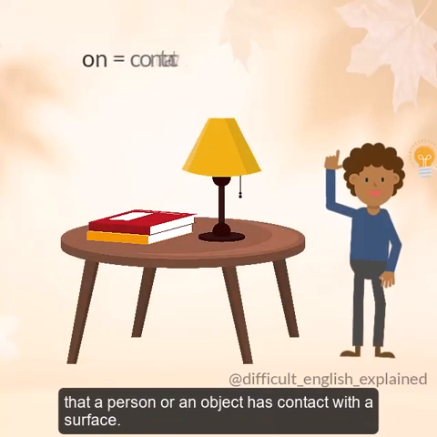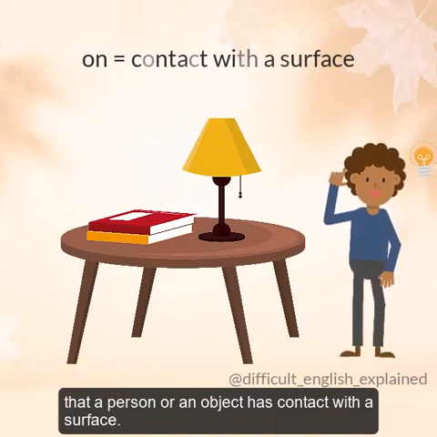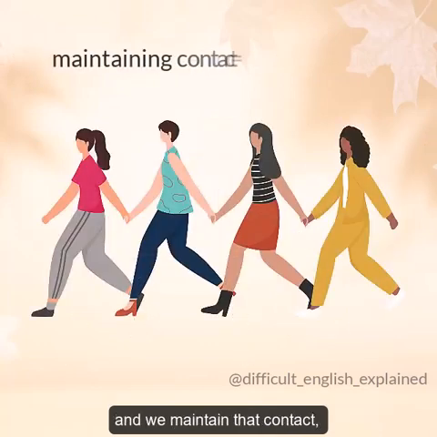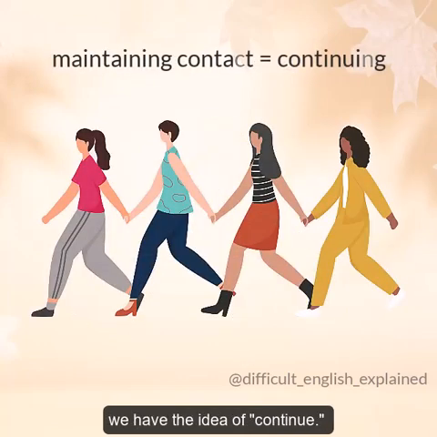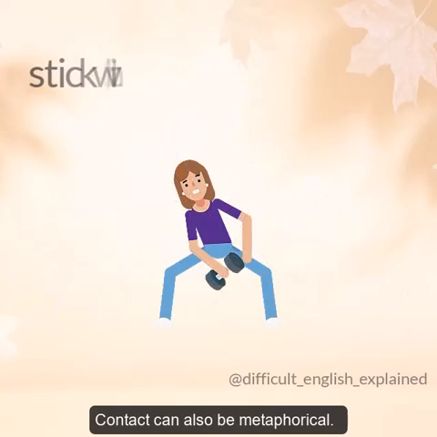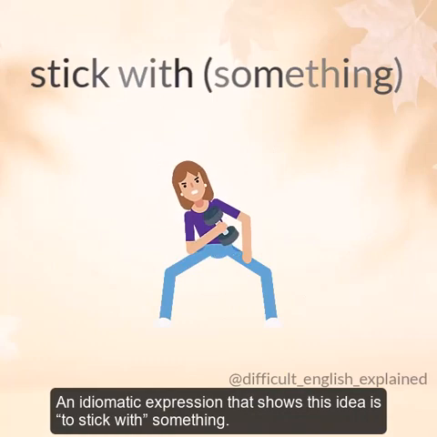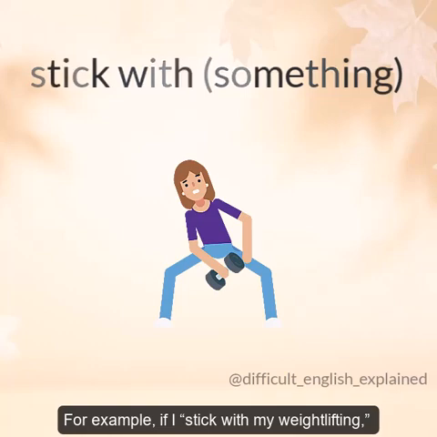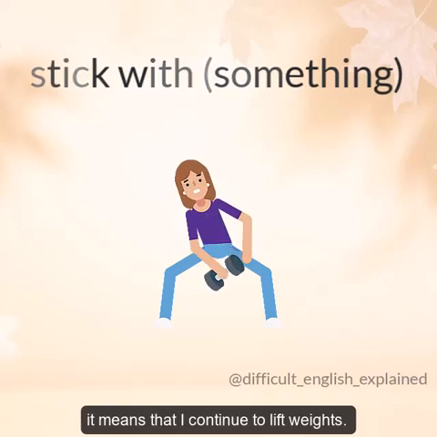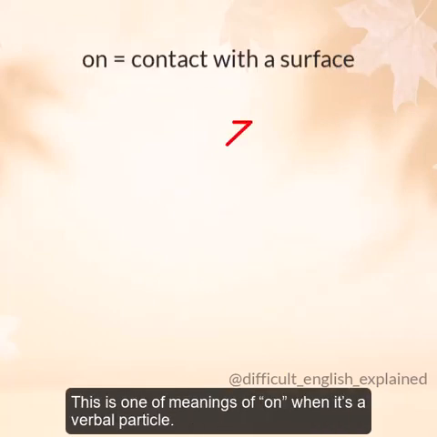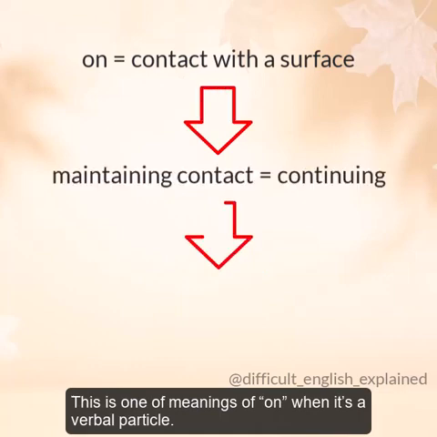Let's imagine that a person or an object has contact with a surface. If we have physical contact with something and we maintain that contact, we have the idea of continue. Contact can also be metaphorical. An idiomatic expression that shows this idea is to stick with something. For example, if I stick with my weightlifting, it means that I continue to lift weights. Maintaining contact is a metaphor for continuing something. This is one of the meanings of on when it's a verbal particle.